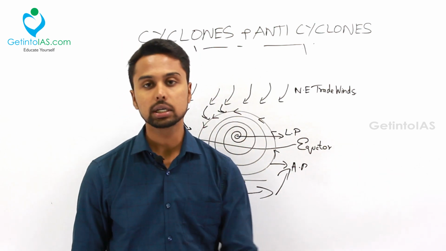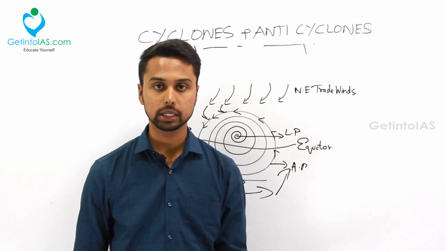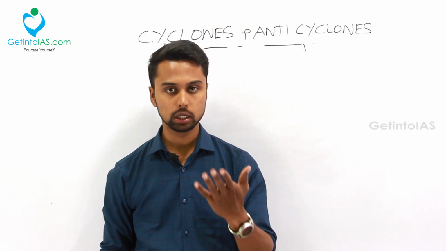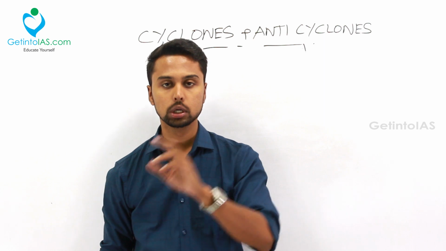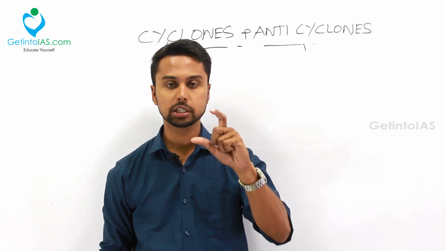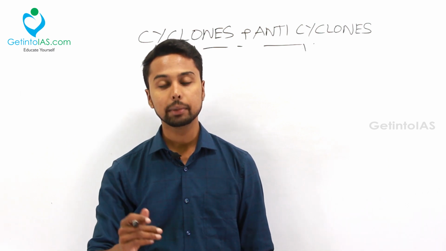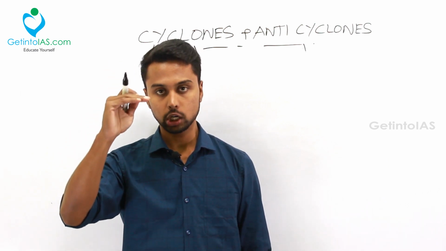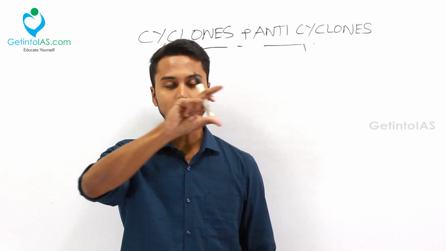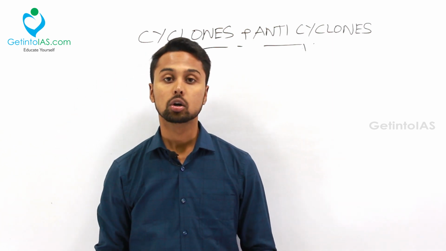Now we will get into the two types of cyclone, the tropical cyclone and the temperate cyclone. From the name itself you can understand that the tropical cyclone occurs in the tropics region. What is the tropics region? The area between the Tropic of Cancer through the equator till the Tropic of Capricorn is known as the tropics. If the cyclone happens in this area, it is known as a tropical cyclone.